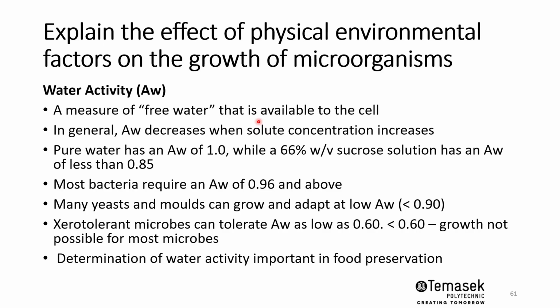We're not talking about the total water availability. We're talking about a measure of free water available to the cell. In general, AW, or water activity, decreases when your solute concentration increases. Pure water has an AW of 1. If you have a sucrose solution at about 66% weight per volume, this will bring down your AW to less than 0.85. Most bacteria require an AW of 0.96 and above to thrive.